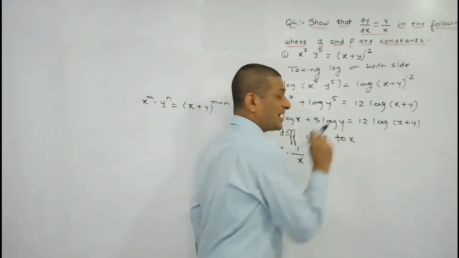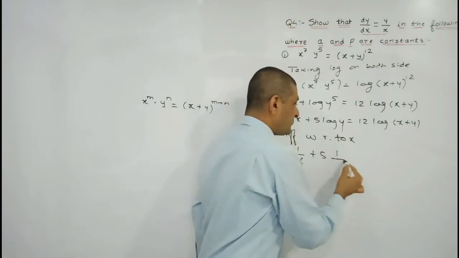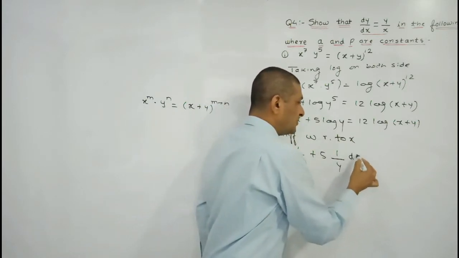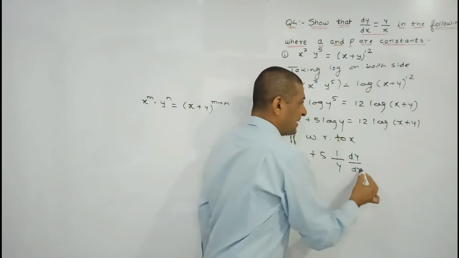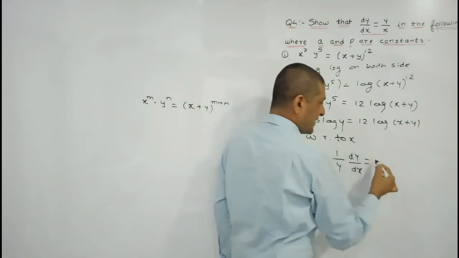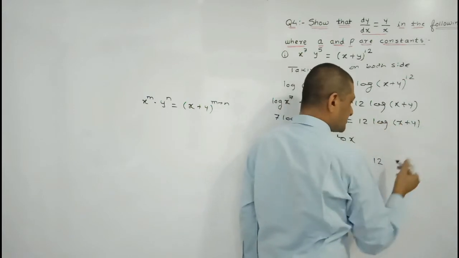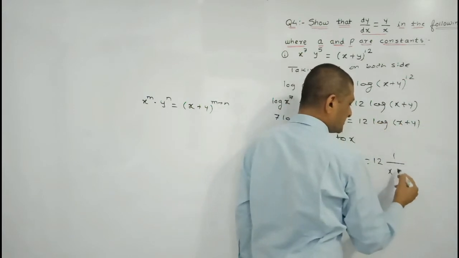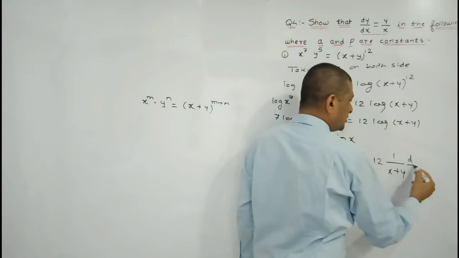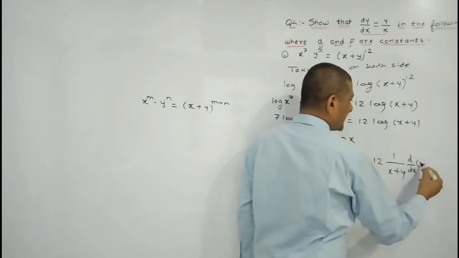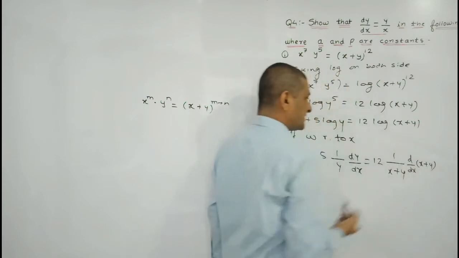So f of x is which one here? y. So 1 upon f of x means 1 upon y into derivative of y means dy by dx. On this side 12 is a constant term, keep it as it is. This function is in the form of log f of x, so its derivative is 1 upon f of x, means 1 upon x plus y into derivative of x plus y, isn't it?